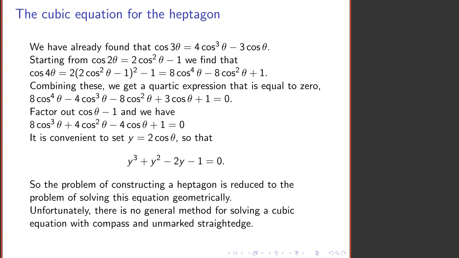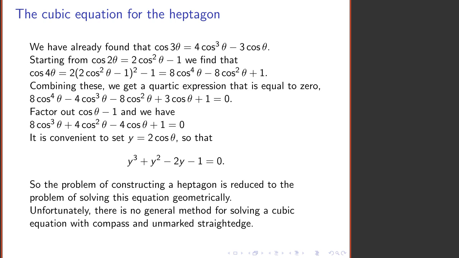But again, theta equals 0 is a solution. Cosine theta minus 1 is a factor. So we get a cubic equation from the heptagon. In this case, it is most convenient to introduce a new variable y equal to 2 cos theta. And we have reduced the problem of constructing a heptagon to the problem of solving this specific cubic equation.